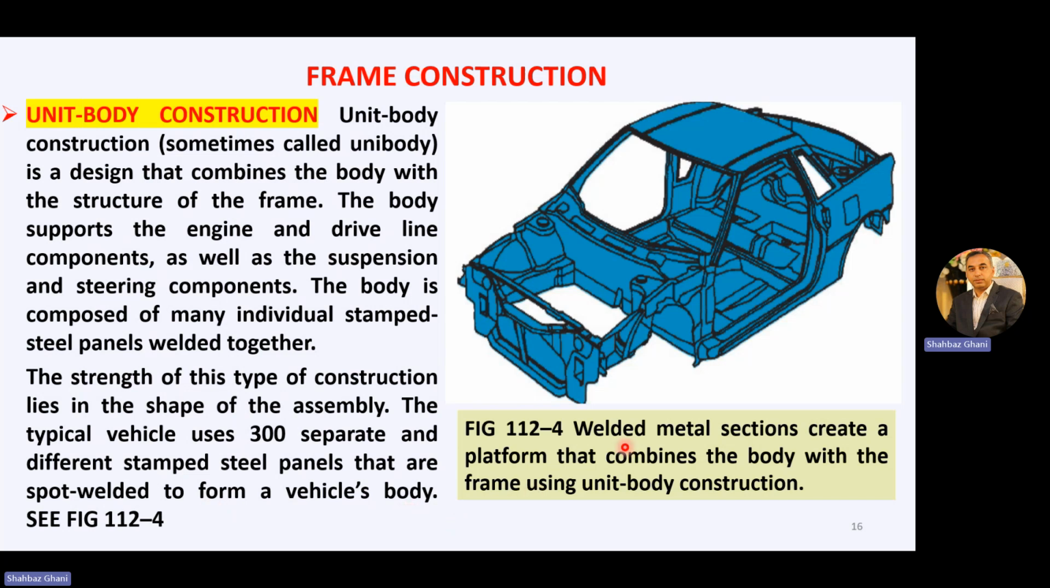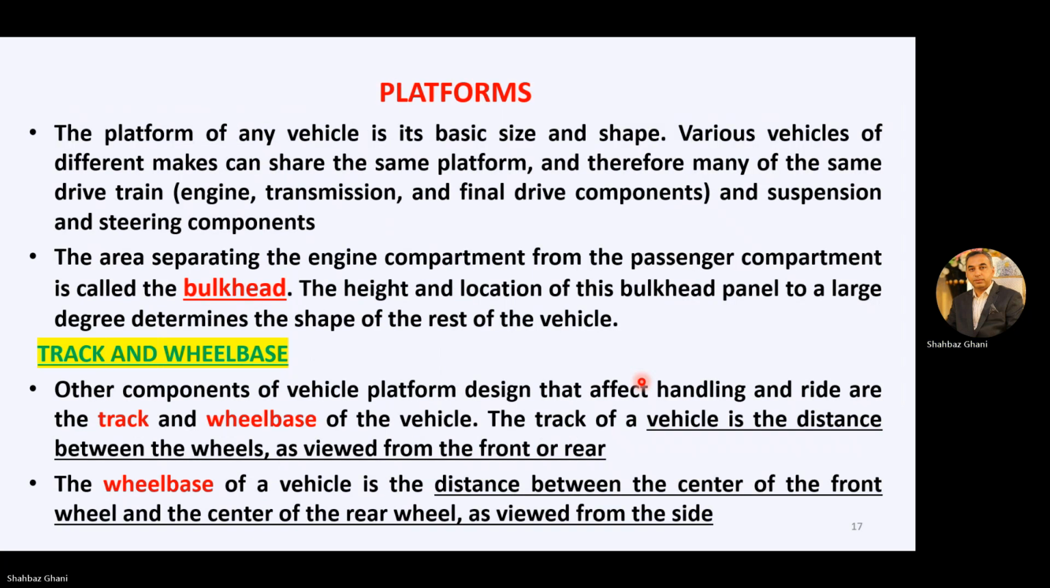Welded metal sections create a platform that combines the body with the frame using unit body construction. So stamped steel panels are welded here with the help of spot welding, and 300 separate, different stamped steel panels are used for construction of a general simple vehicle.